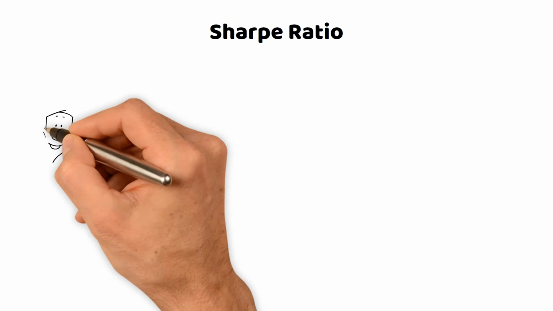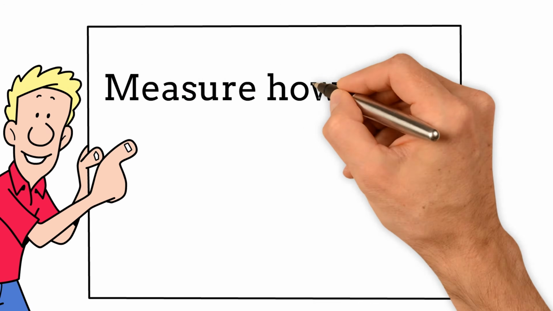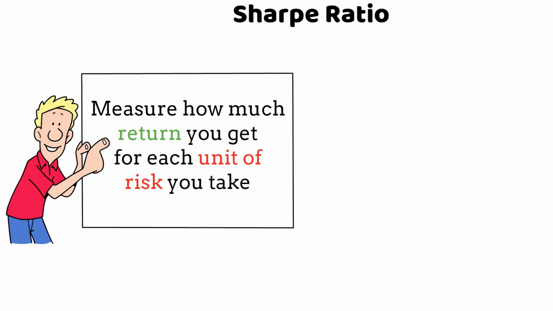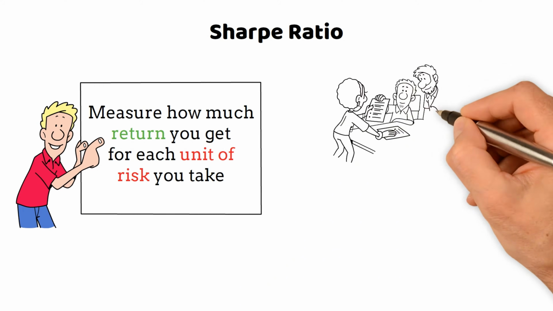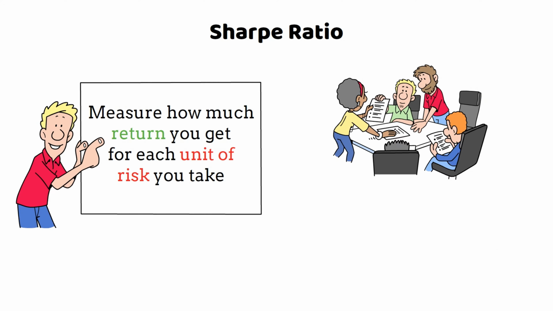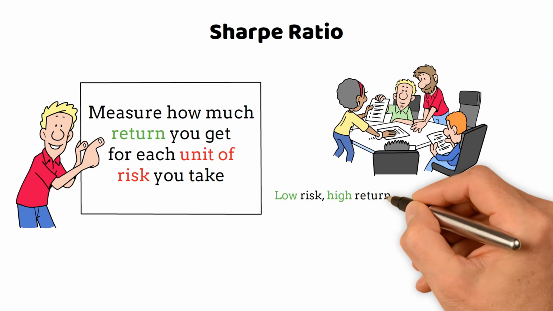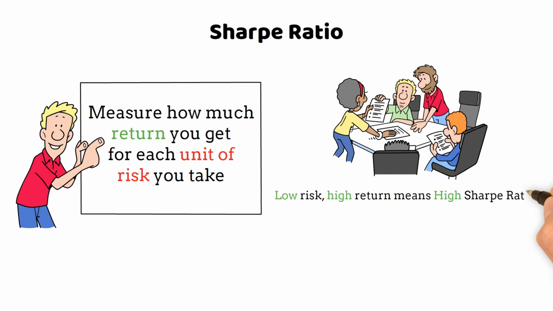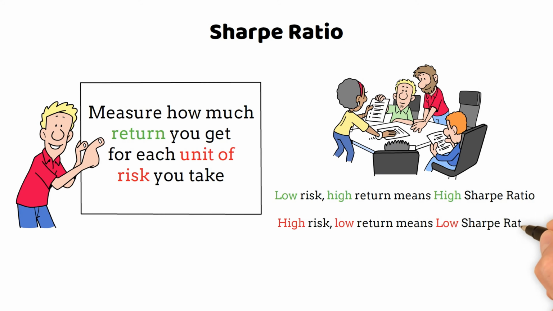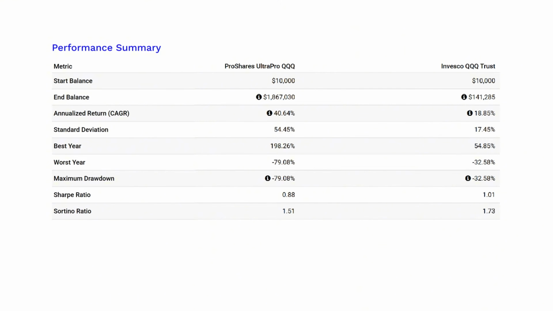The final metric is the Sharpe ratio. Its purpose is to measure how much return you get for each unit of risk you take. You can think of it as the cost-performance ratio of an investment. Let's use an analogy. Your money is like a team of employees, and you're sending them out into the market to work for you. If these employees work hard, don't take on too much risk, and still bring back solid profits, that means they're efficient and cost-effective, which reflects a high Sharpe ratio. But if they're constantly taking big risks, don't earn much, or even lose money, then the Sharpe ratio is low.